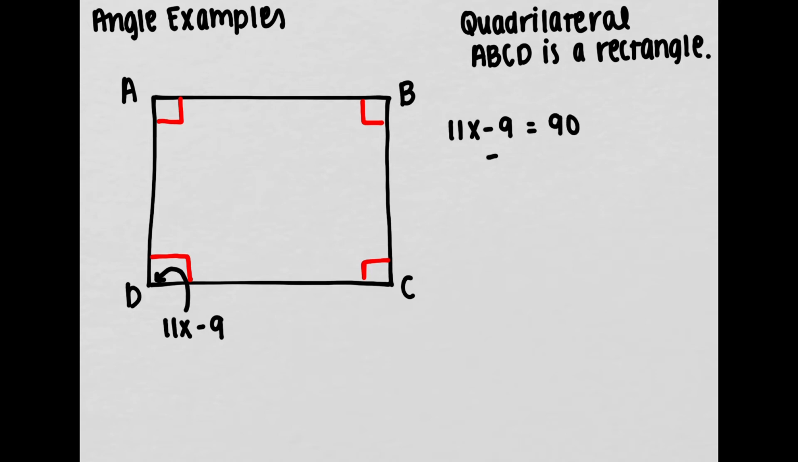So now to solve for x, we're going to add 9 to both sides. So I end up with 11x is equal to 99. I'm going to divide both sides by 11, so x is going to equal 9. Now, if I was to plug that back in, it would give me 90, but here I'm just asking you for the value of x.